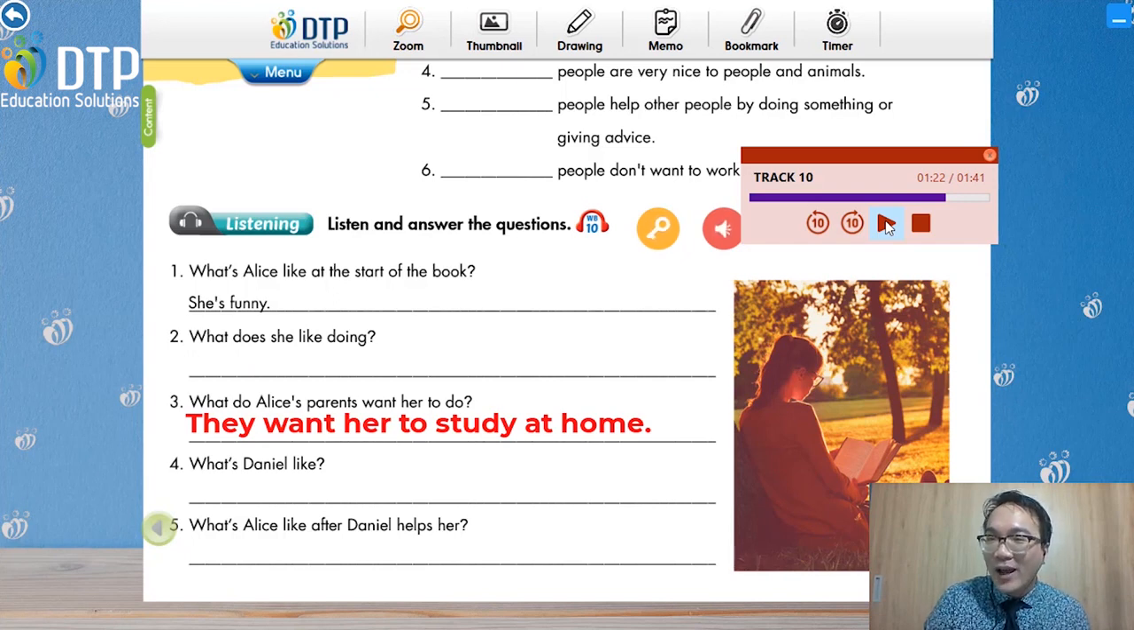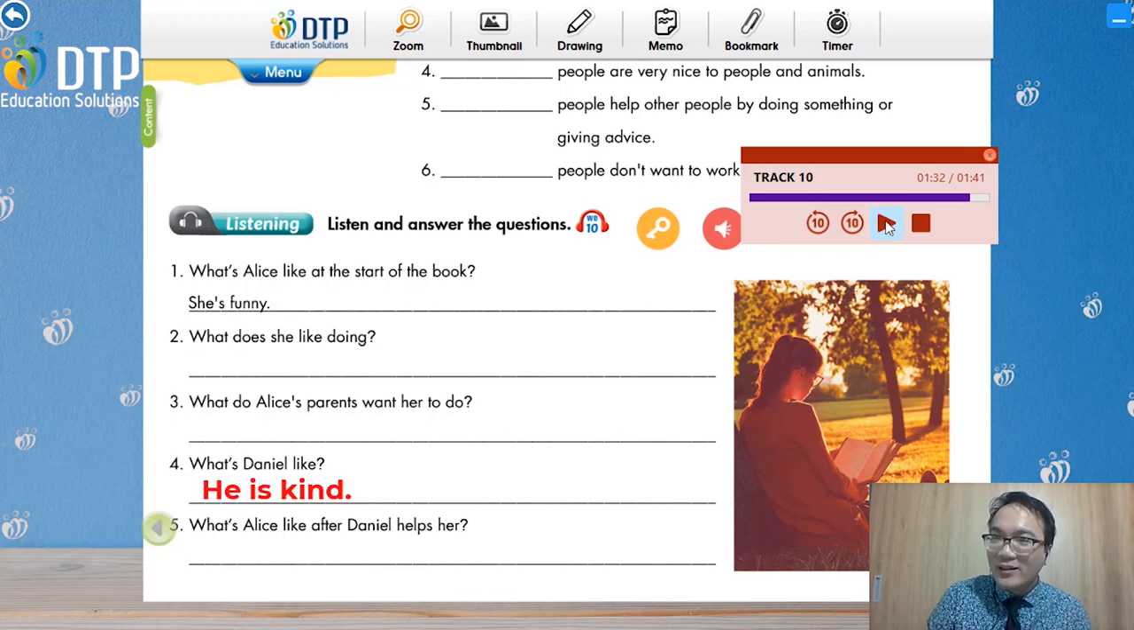How about Daniel? How is he like? When Alice grows up, she decides to get a new haircut to make her life better. Later, she meets a kind boy named Daniel. So how is Daniel? He's kind, right? We see how he helps Alice. At the end of the book, she is happy and friendly.